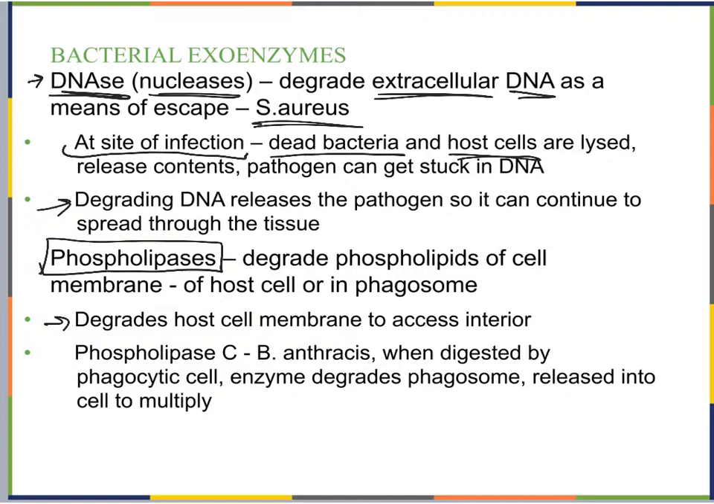So this is when it degrades the host cell membrane to access the interior of the cell, or it can do that in the phagosome in order to get free. An example is phospholipase C. Bacillus anthracis is able to produce phospholipase C. So when Bacillus anthracis is digested by a phagocytic cell, it's brought in via a phagosome, then this enzyme is able to degrade that phagosome. It's released into that white blood cell, and then it's able to immediately start to multiply because it's utilizing the nutrients of the cell. So phospholipase C is an example of that.